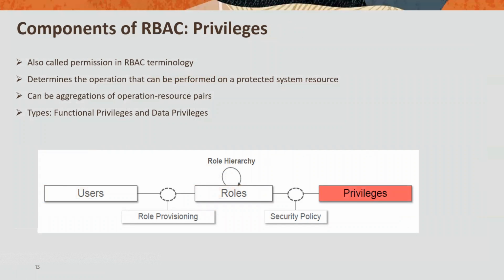Then privileges. This privileges, we can call it as permissions also, like creating an opportunity, creating an account, creating a contact, deleting a contact, updating a contact. So these are called privileges. And these privileges are of two types. One is functional and the other is data security privilege.